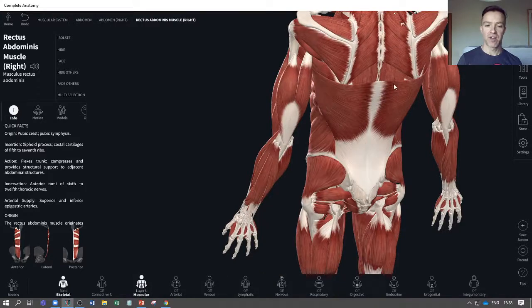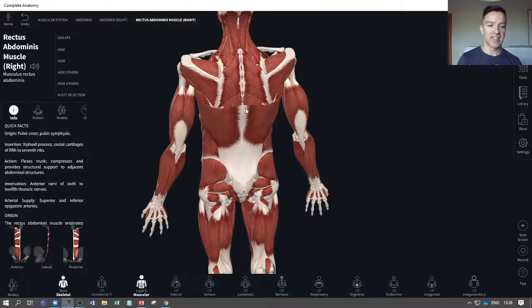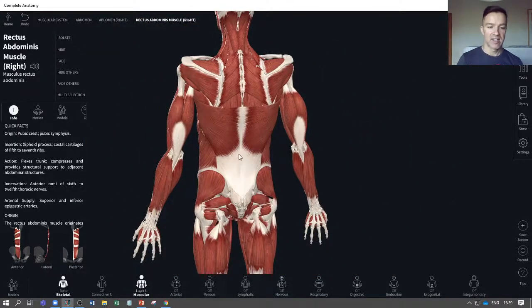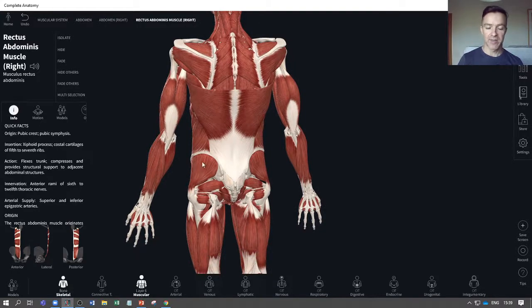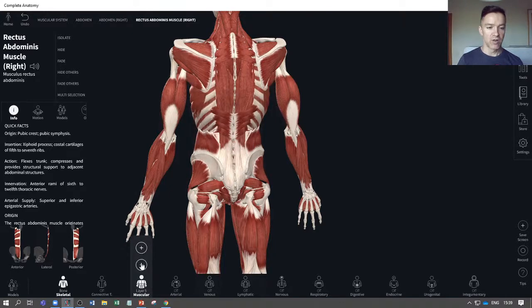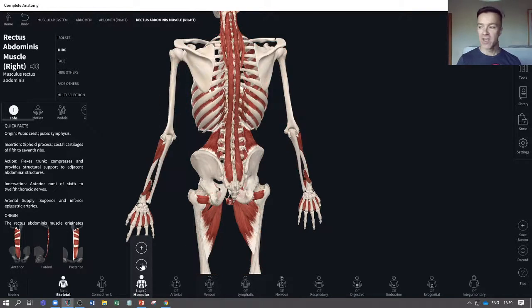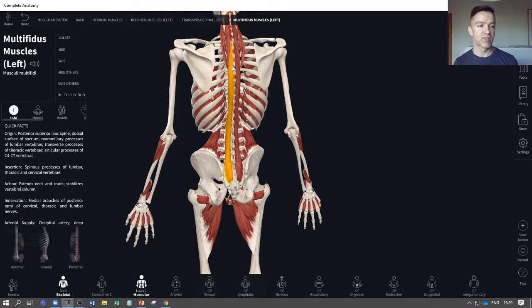Now we want to spin around and have a look at some of the muscles that are key to core stabilization, midline stability, but that are located on the posterior surface. So let's strip back a few layers there. The first one is one that you may not have heard of before. It is this really long, thin band of muscle here, which is known as your multifidus.